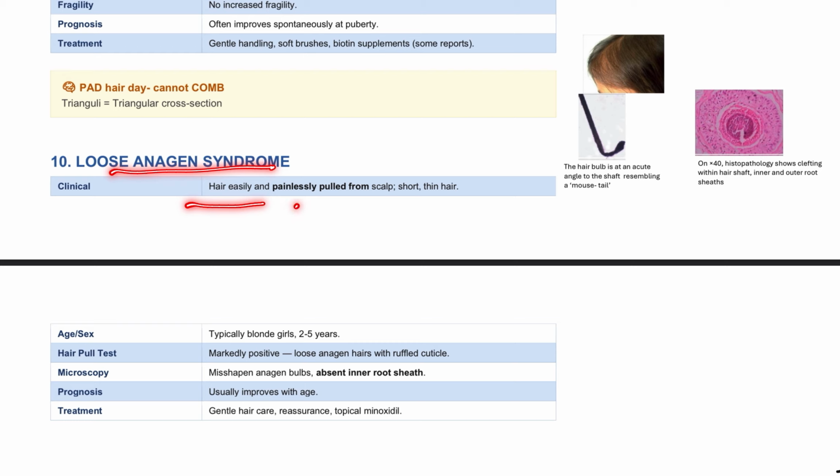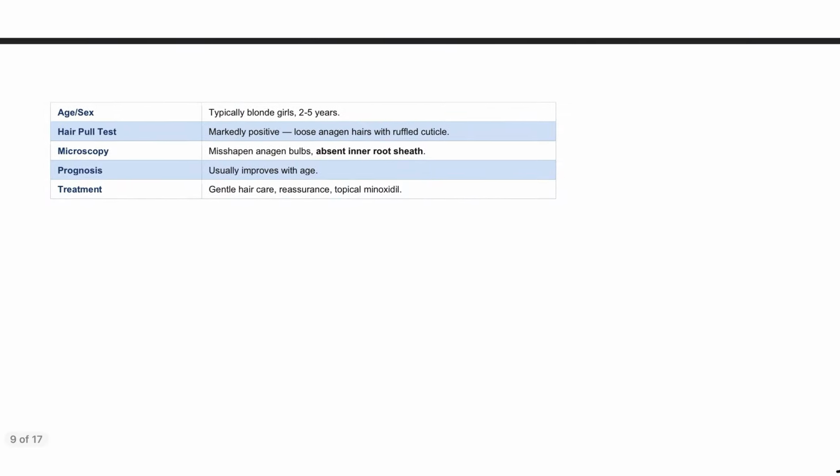Next is the loose anagen syndrome. So here we see that hair is easily and painlessly pulled from the scalp. This is due to a deficient inner root sheath and loose anagen hair. They can come out easily, resembling a mouse tail. And typically it is seen in blonde girls, and we see that there is a split in the hair shaft between the inner and outer root sheath. It also usually improves.